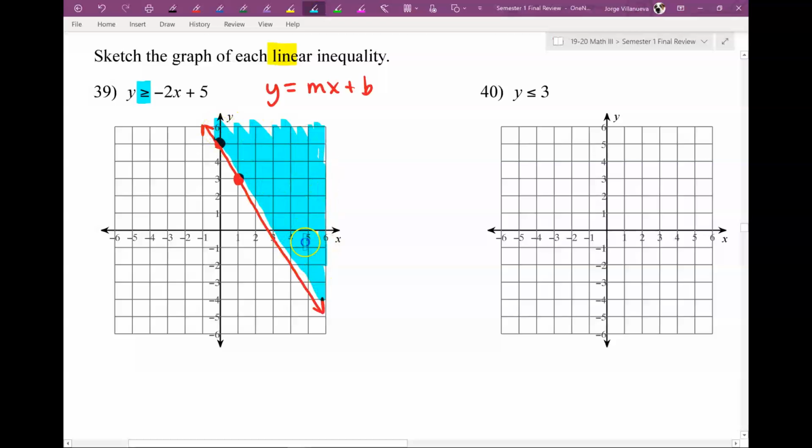So this is kind of what yours should look like, okay? I did have a student the other day ask me, like, how do you know you shade? Well, if it's an inequality, that means to shade, okay? So let me put that right here. An inequality tells you have to shade above or below.